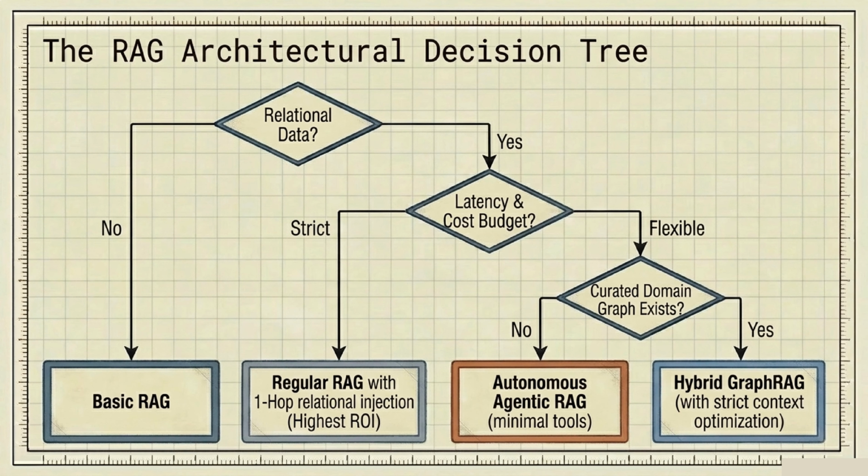To bring this all together, we've built the RAG architectural decision tree. Do you have relational data? If no, use basic RAG. If yes, check your latency and cost budget. If your budget is strict, use regular RAG with one-hop relational injection for the highest ROI. If your budget is flexible, check if you have a curated domain graph. If not, go with autonomous agentic RAG with minimal tools. If you do have a curated graph, use hybrid GraphRAG with strict context optimization.